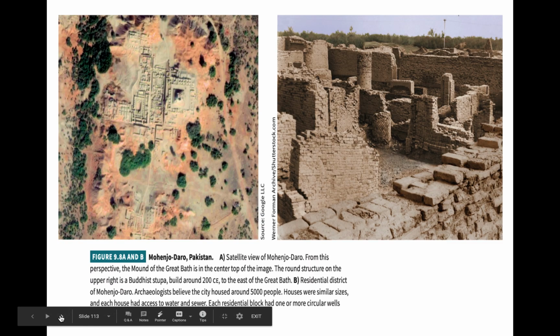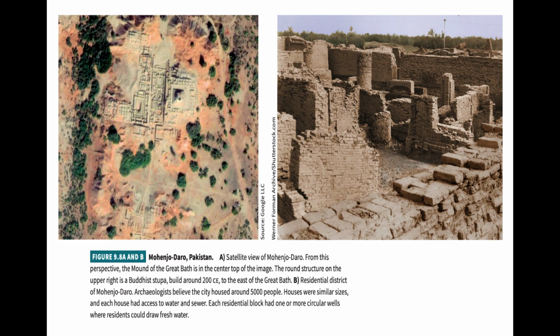Here's another look in the Indus Valley civilization of Mohenjo-Daro. Again, where we begin to see clustering of consumer services and business services and public services.